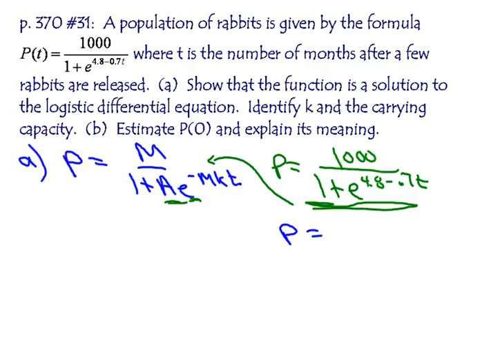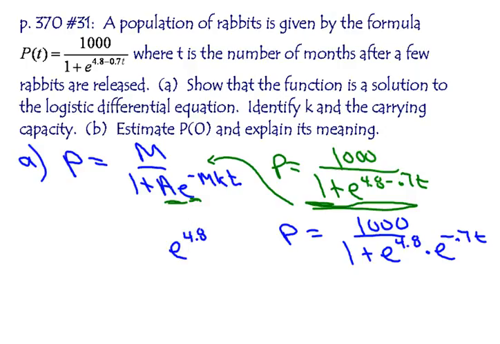So P equals 1,000 over 1 plus, and now this exponent, if I wrote it e to the 4.8 times e to the negative 0.7t, that means the same thing. And when I do that, I realize this e to the 4.8 corresponds with a. And once I have that, I see it's an exact match. I've got an M, I've got a 1, I've got an a, I've got e to the negative mkt. So I've got an exact correspondence.